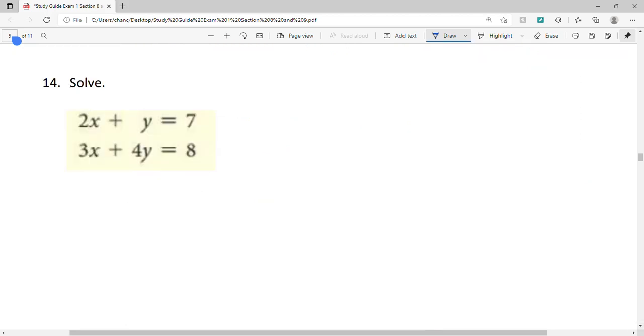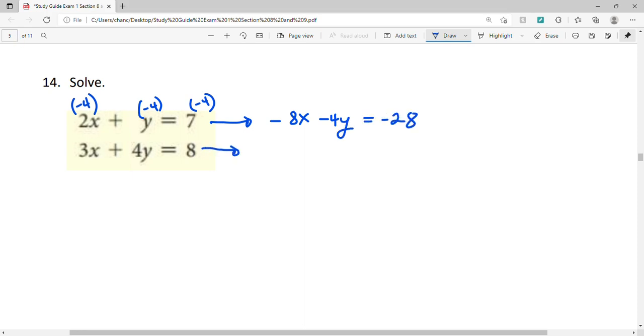In example 14, we'll solve this system of equations with elimination. So for the first equation, I'm going to multiply every single one of these terms by a negative 4. I'm trying to eliminate the y variable. So this gives us negative 8x minus 4y is equal to negative 28. And for the bottom, we're just going to copy it directly underneath here.